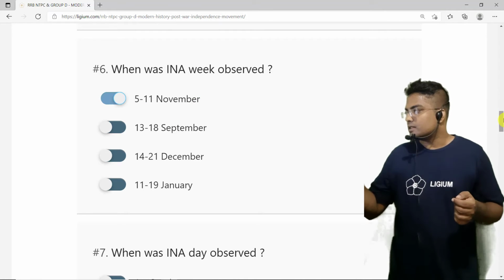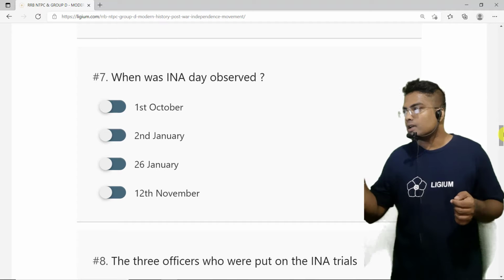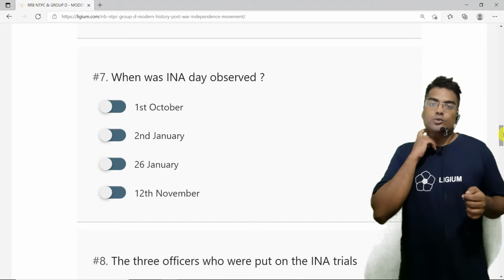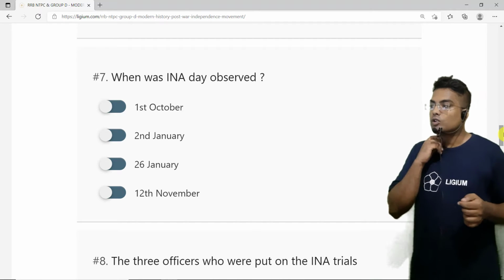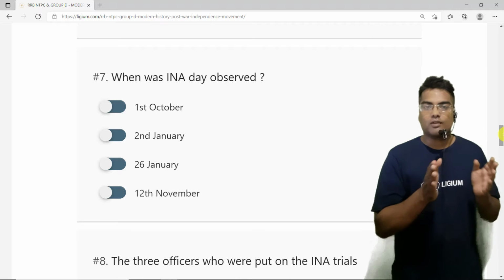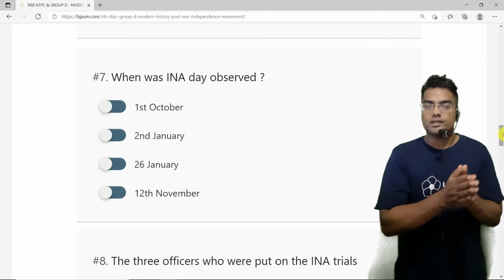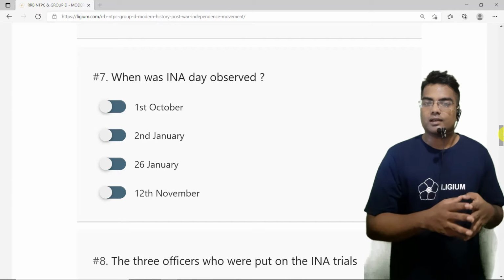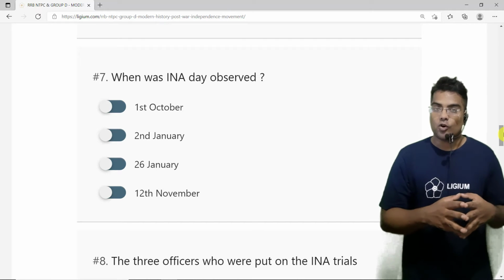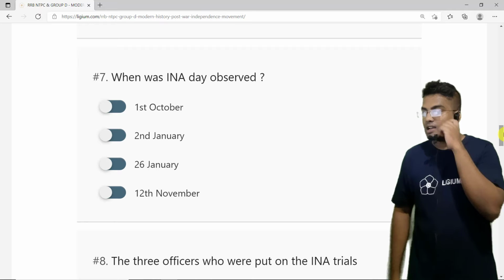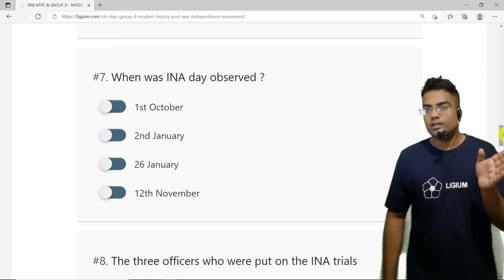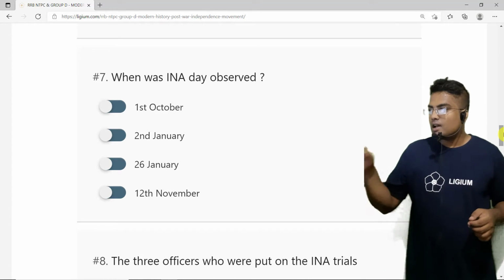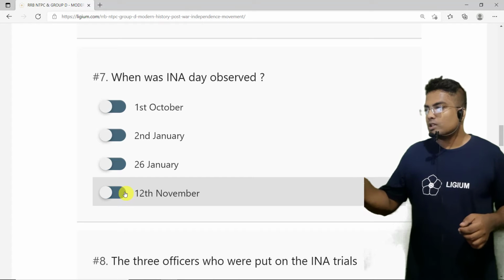Then we have the seventh question. When was the INA Day observed? The INA Day was observed on 12th of November. We have the INA week, that is 5th of November to 11th of November, observed by the Indian National Congress, and after the 11th, on the 12th of November, the INA Day was observed.